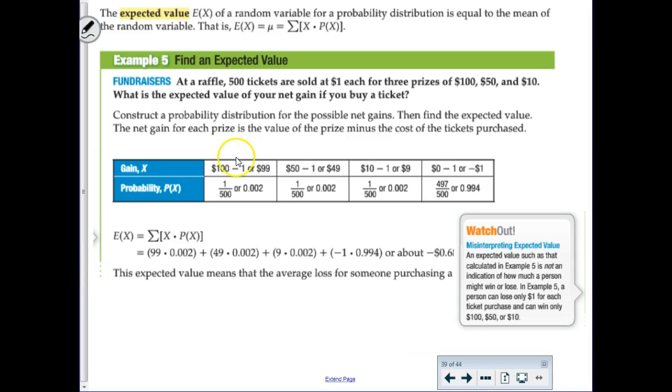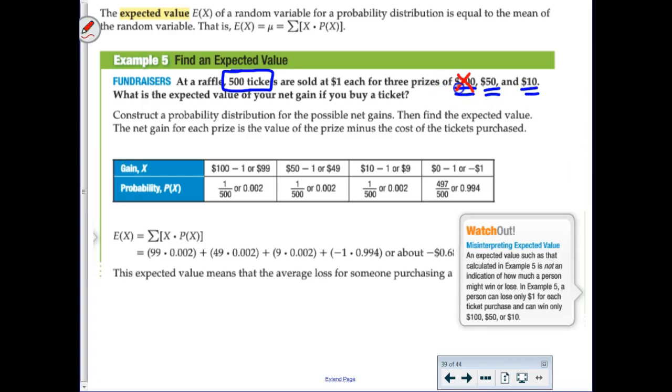So for instance here, we have a raffle ticket. They're selling raffle tickets and they're going to sell 500 tickets. This is straight out of your textbook. I don't think it's on your paper anywhere, and that's okay. They're all sold for $1, and then they're going to give out 3 prizes. So you're either going to lose your $1 because you don't win anything, or you're going to win $100, $50, or $10.